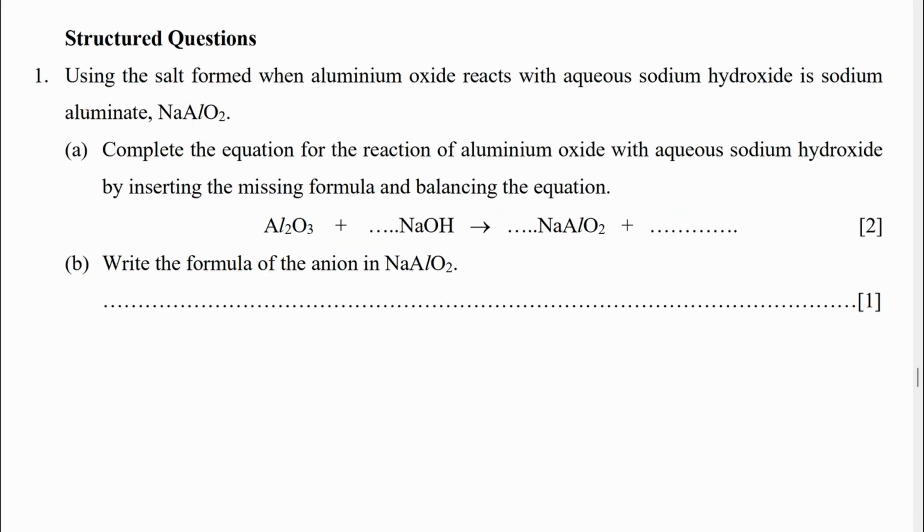Now let's move to structure question. Question 1. Using the salt form, when aluminum oxide reacts with aqueous sodium hydroxide, the product is sodium aluminate, NaAlO2. Complete the equation for the reaction of aluminum oxide with aqueous sodium hydroxide by inserting the missing formula and balancing the equation. Okay, so let's take a look in here. Al2O3, right? And then plus NaOH, and it will produce NaAlO2.